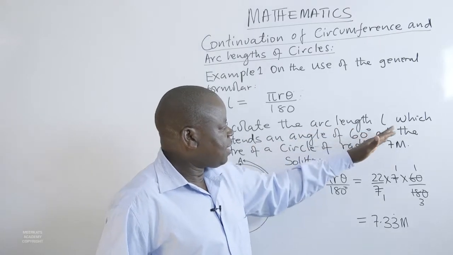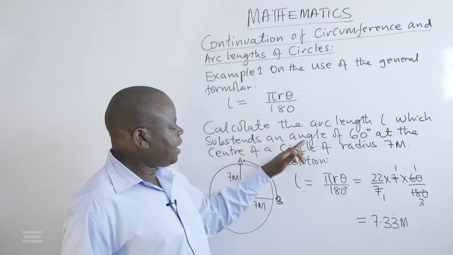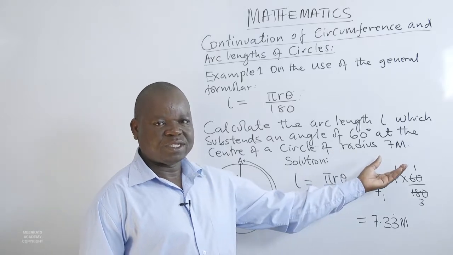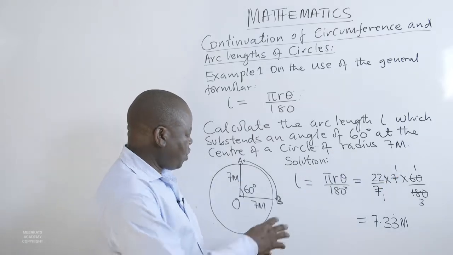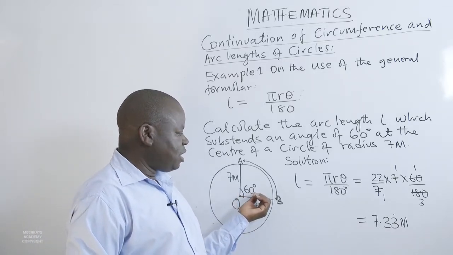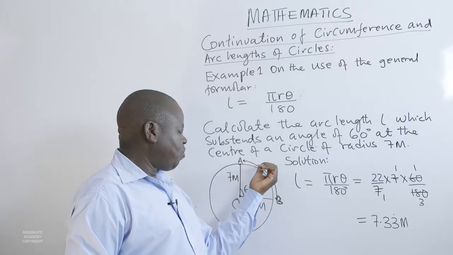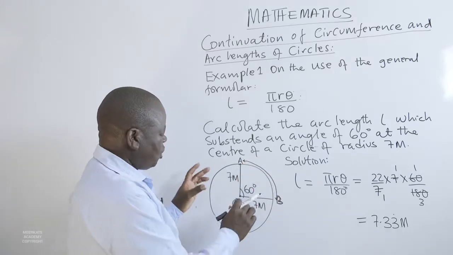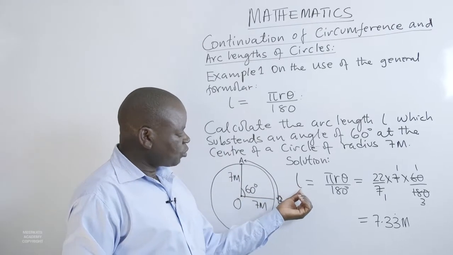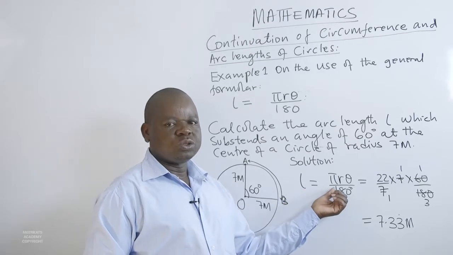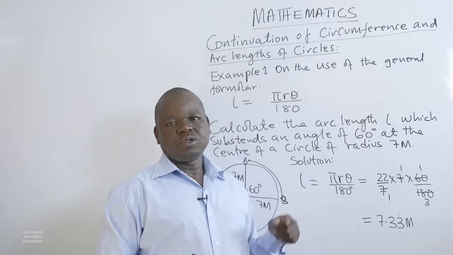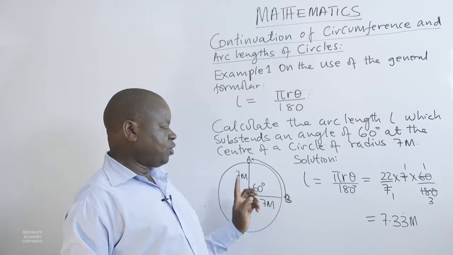Calculate the arc length L, which subtends an angle of 60 degrees at the center of a circle of radius 7 meters. We have said that the angle at the center is the one that is subtended by that particular arc length. So the bigger the arc length, the bigger the angle. So we have L is equal to pi r theta over 180, where r is the radius of the circle and theta is the angle subtended.